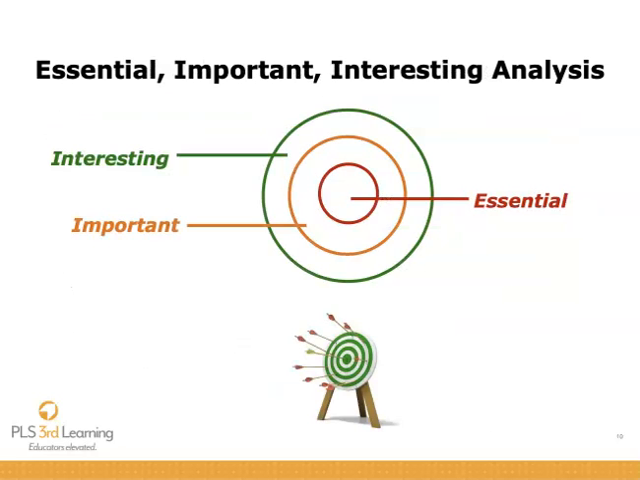Please take a sheet of blank paper and draw a target containing 3 circles like the one shown on the slide. Label each circle of the target from the center to the outside. Essential, then important, and then interesting. Review your curriculum and identify the essential, important, and interesting aspects of your curriculum. Write the topics in the respective circles of your curriculum target.